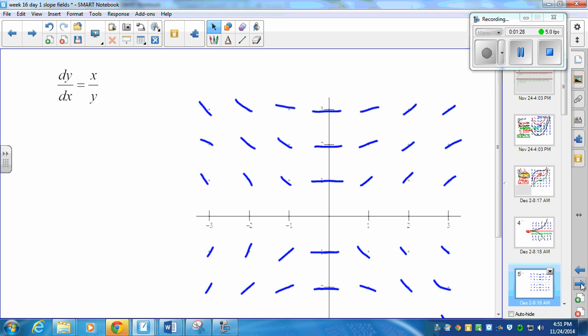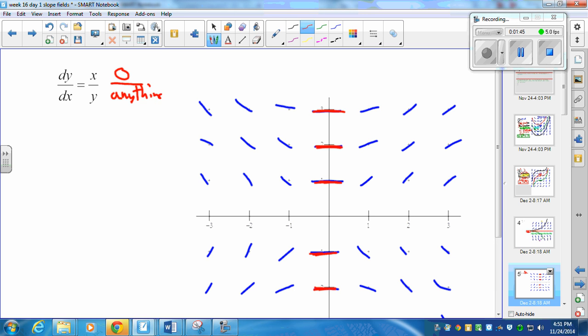Now, one thing to notice is this. I really want you to see flat, flat, flat, flat, flat. Why? Because who's 0 there? X is 0, and 0 over anything equals 0. So all of those are flats. They're all zeros.